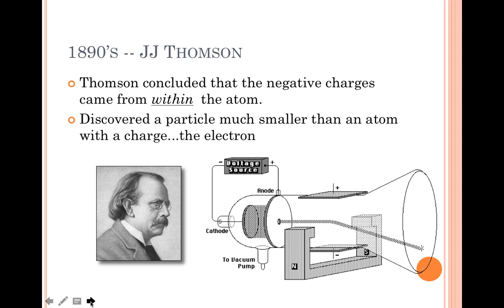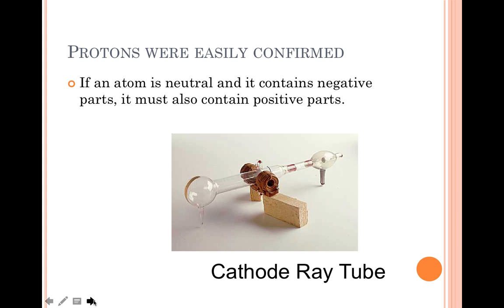So again, just to go over this, in the 1890s, first time we saw a subatomic particle, Thompson concluded that the negative charges came from within the atom. He discovered a particle much smaller than an atom with a charge. He discovered the electron. Okay. So again, after he realized there were negative parts, protons were pretty easily confirmed. If an atom is neutral, it has to have both negative and positive parts. And again, here's another picture of a cathode ray tube.